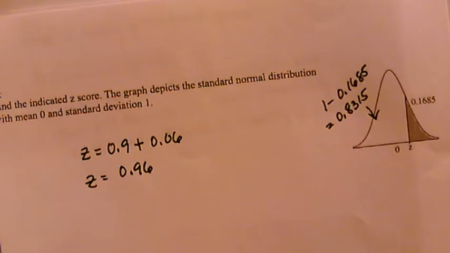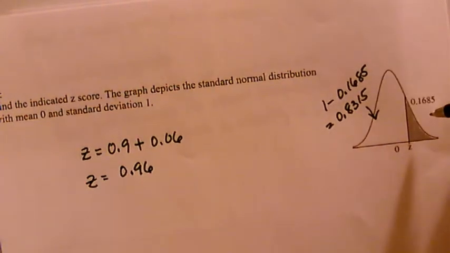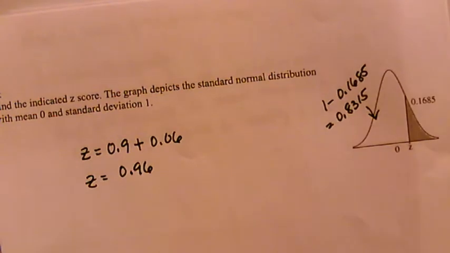So again, that's another example where you had to subtract 1 minus the area to the right in order to use that table, because that table calls for the cumulative area from the left. Okay, that's very important.